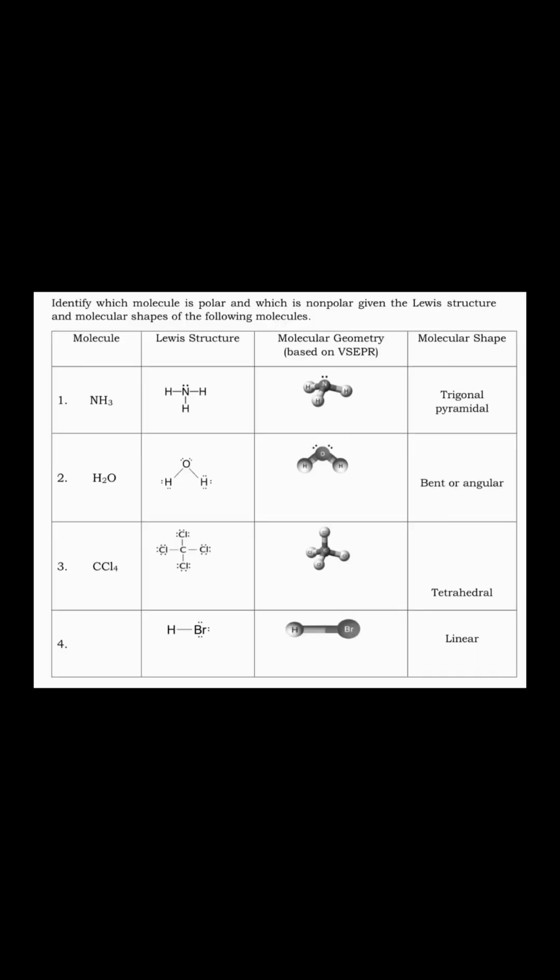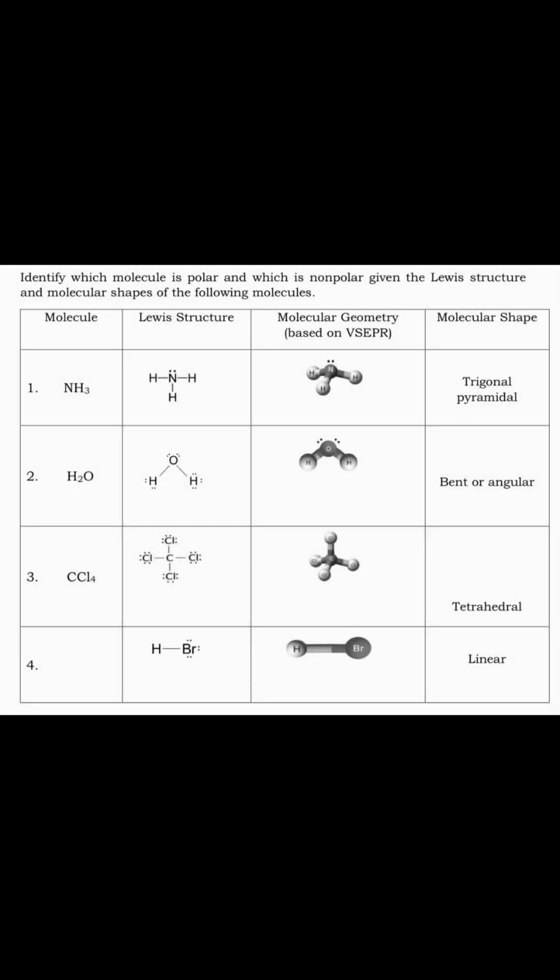Now, let us see if you fully understood our discussion. I want you to try answering the exercises below. Identify which molecule is polar and which is nonpolar given the Lewis structures and molecular shapes of the following molecules. If you were able to answer that NH3 and H2O are polar molecules because the bond dipoles cannot be cancelled due to the presence of lone pairs on the central atom, and CCl4 and HBr are nonpolar molecules, you are correct! Job well done!